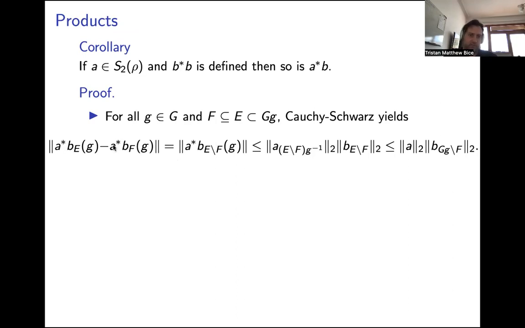So this first part is kind of easy, right? Restricting to E minus the restriction to F, but F is contained in E, so this is really just B restricted to the difference, E not F.